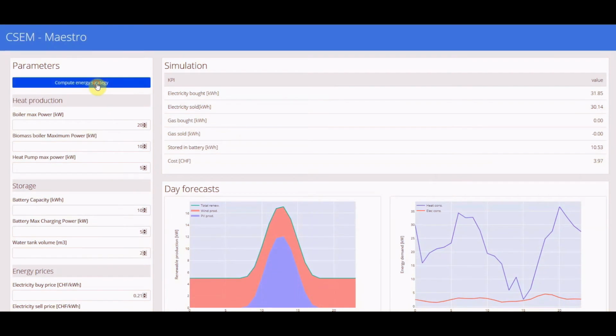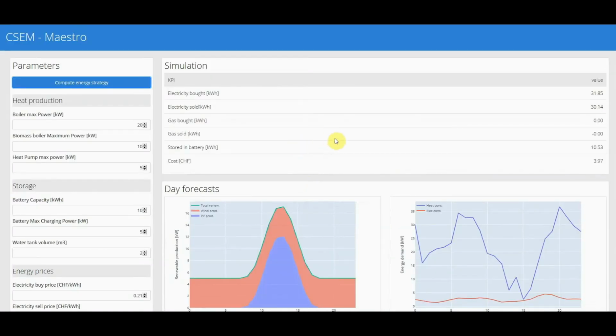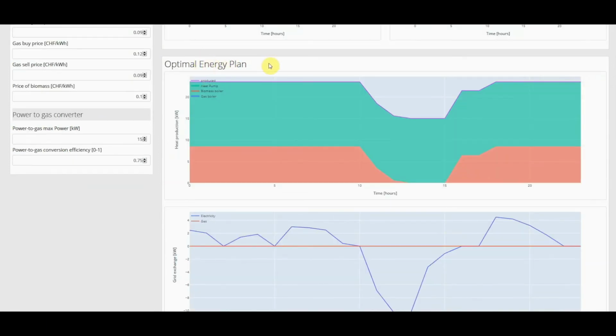Let's launch the calculation. This could take a few seconds. Please be patient. When the calculation is completed, the simulation tab is updated with the statistics, how much electricity is bought and sold, how much gas is bought and sold, as well as the total cost. The optimal energy plan tab is also updated with the curves of the different energy components.